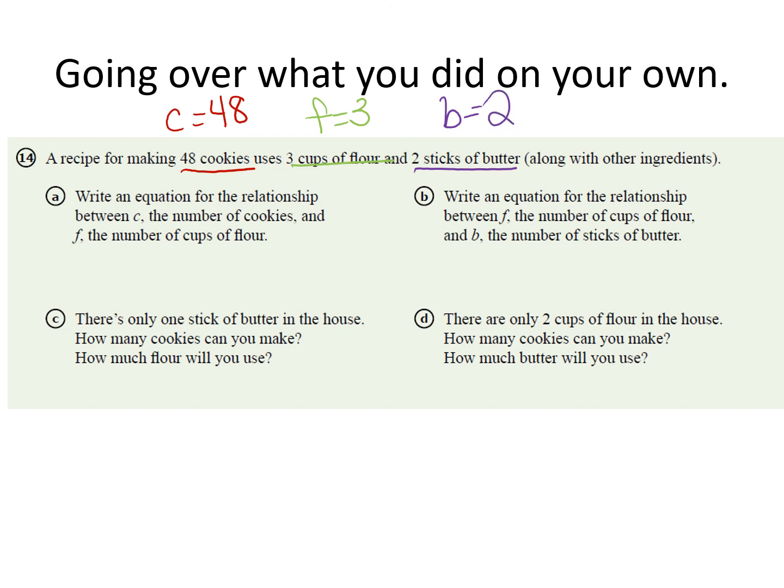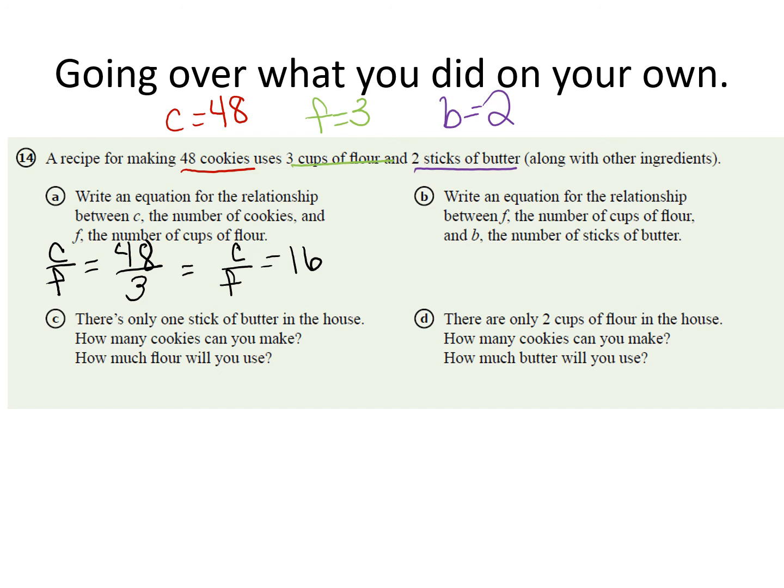B equals 2. So the first question says, write a relationship between the number of cookies and F, the number of cups of flour. So we have cookies versus flour. Well, let's solve that with what we have. We have 48 cookies and F is 3 cups of flour. Can 48 be divided by 3? Yes. We could also simplify and say the relationship of cookies and flours is 16 because 48 divided by 3 is 16.